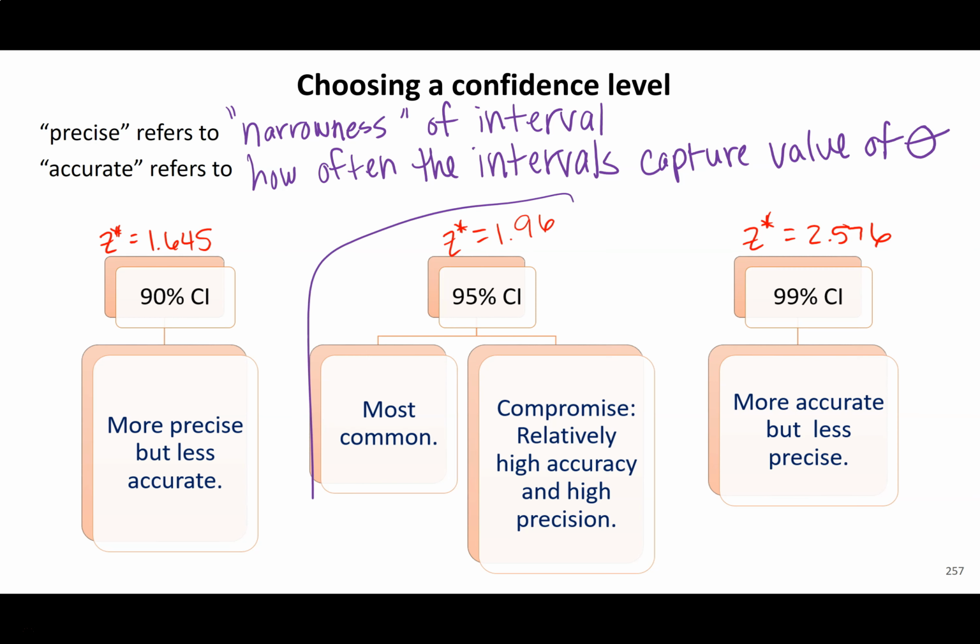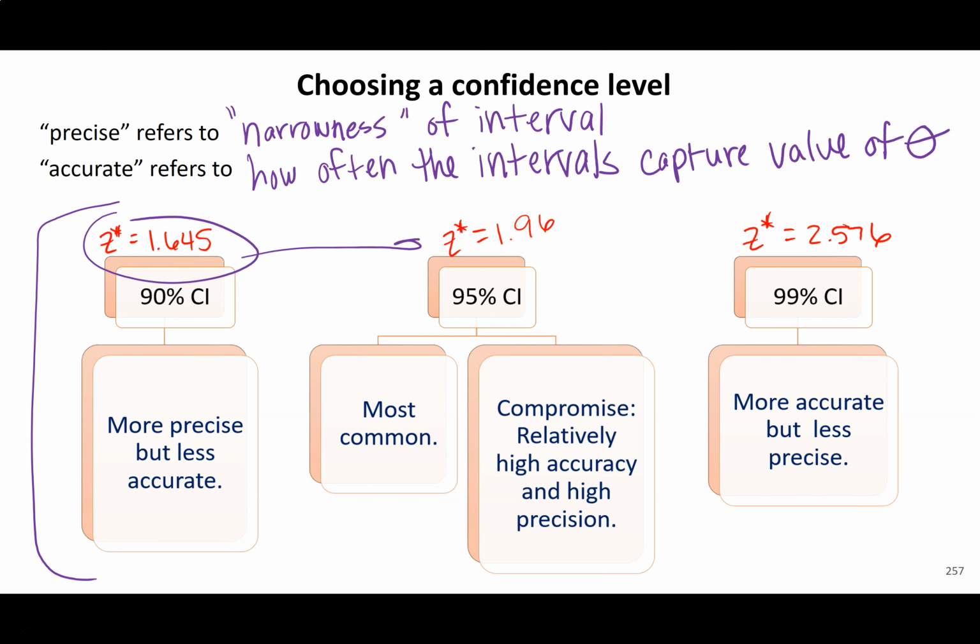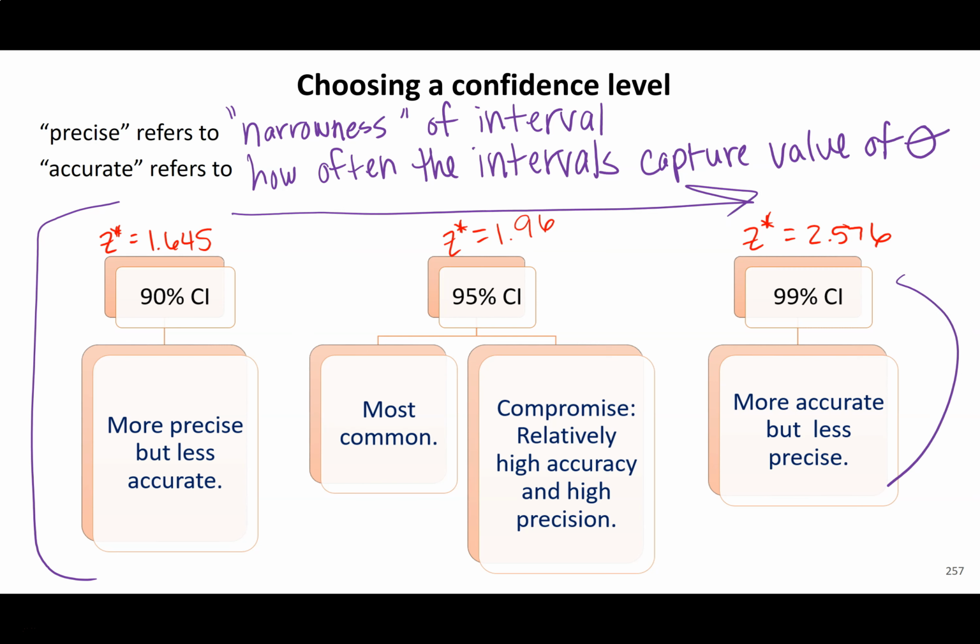So 95% confidence is in the middle. It's the most commonly used one. It's a compromise of the other two. It's relatively highly accurate and relatively high precision. The 90%, so if you see the z-stars, as they get bigger, the confidence goes up because they're making the interval wider. But it does come with that trade-off that if you go to a 99% confidence, it's definitely more accurate because it's wider than the other two, but it is less precise.